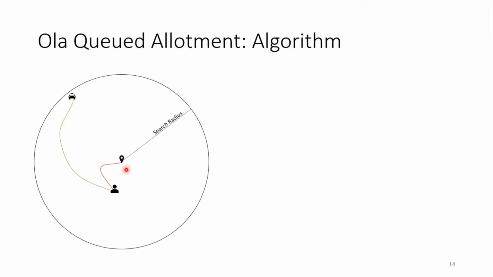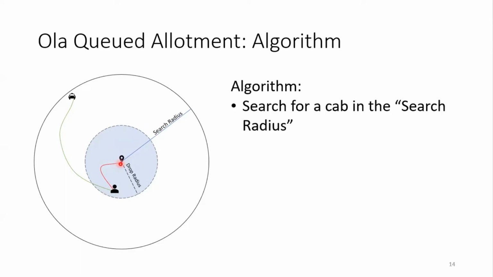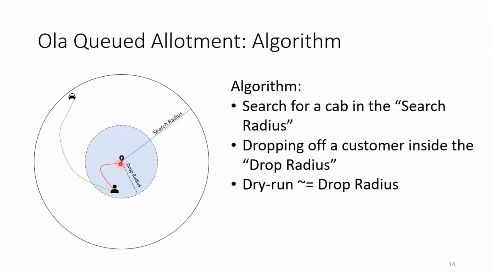So very simply, from the booking point, search for a cab in the search radius which has a customer who will be dropped off within a drop radius, and allot that cab to the waiting customer. By this, we expect that the dry run would be approximately equal to the drop radius. Why approximately? Because the roads are not straight; they could be curved and whatnot. So the tighter you control the drop radius, the lower your dry run will be, right?